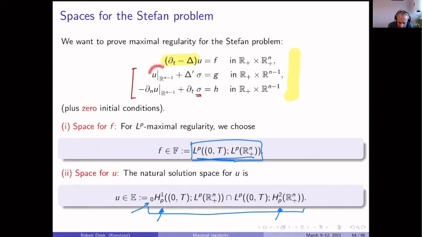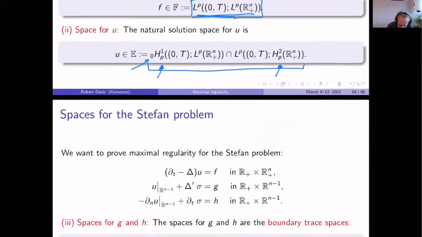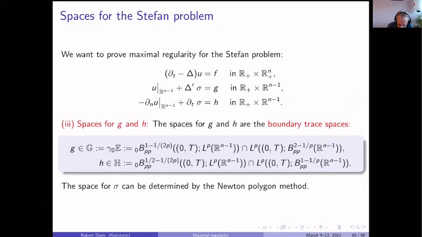So because you can see here, we have u on the boundary, and the normal derivative of u on the boundary should be in the same space as h. So the spaces for the right-hand side on the boundary are determined by my solution in the interior. Okay, so I've written down here the equation again.